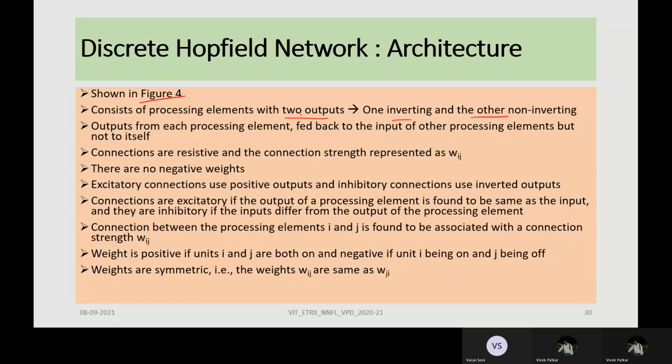So there are processing elements with two outputs, one inverting and one non-inverting. Output of each processing element is fed back to the input of all others, but not to itself. Connections are resistive and connection strengths are represented by Wij. There are no negative weights. Excitatory connections use positive outputs.